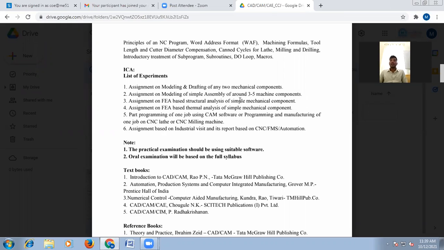The fifth is part programming of one job using CAM software, and programming and manufacturing of the one job on CNC lathe or CNC milling machine. So in this fifth experiment we will see the second part.